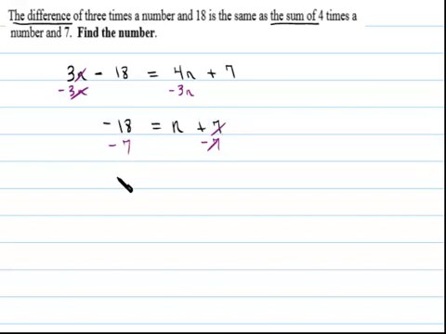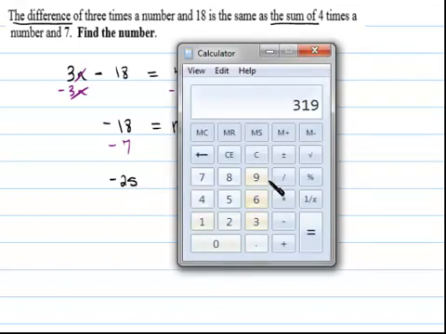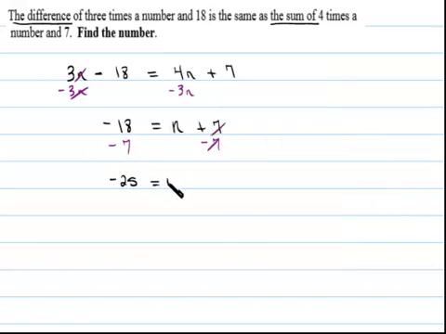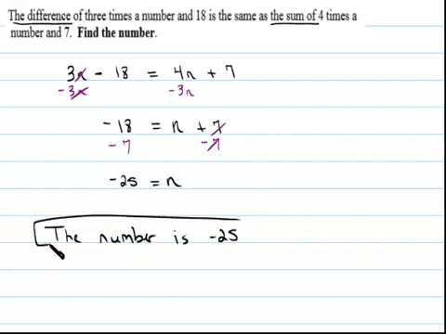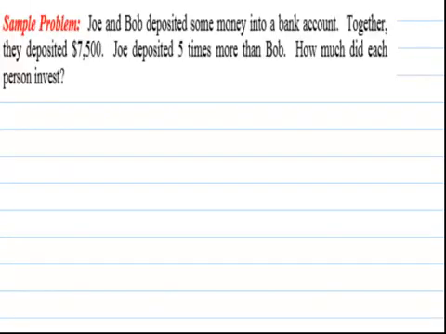Negative 18 take away 7 is negative 25. Again, for those of you that struggle with that, get your calculator until you get comfortable. Negative 18 minus 7, negative 25, equals n. So the number is negative 25. I know you're thinking, do I always have to write it in a sentence? No. Here we're looking at a word problem.